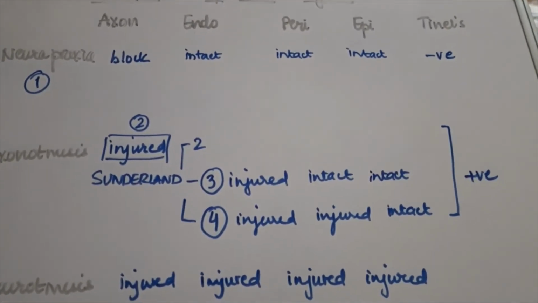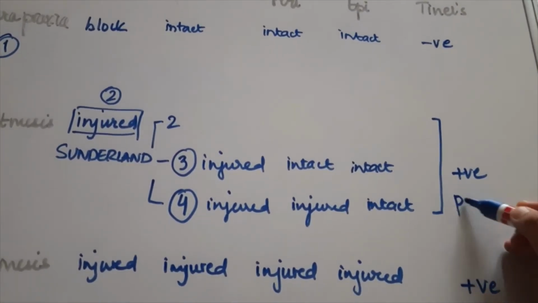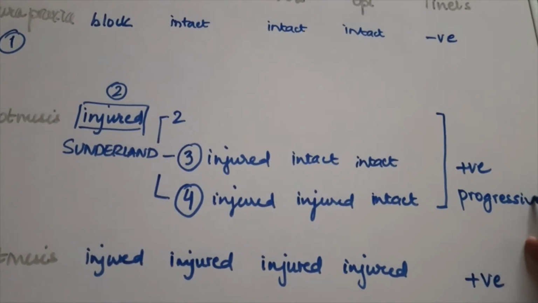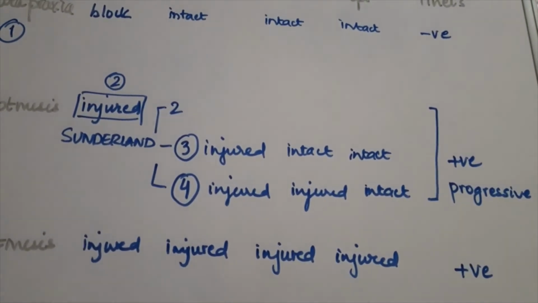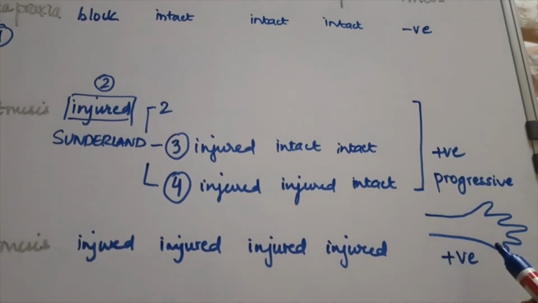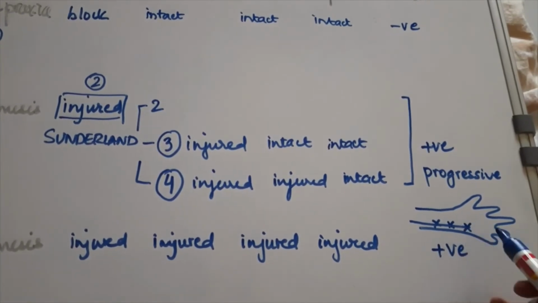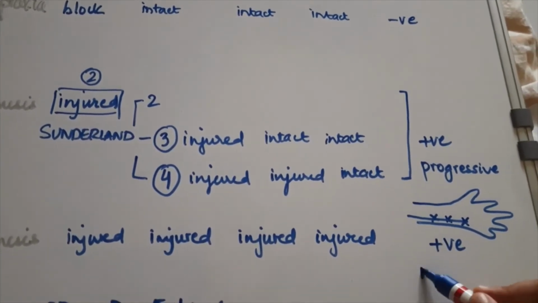In axonotmesis, Tinel's sign is positive and it is progressive, which means that as the nerve recovers, the point to be tapped to elicit tingling keeps moving more distally. This is a good sign, as it indicates nerve recovery.